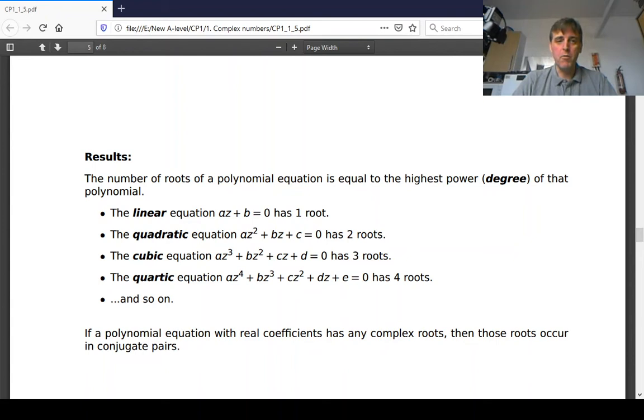Quartic equations, it won't surprise you to learn, will end up with 4 roots, and we'll have a look at one of those shortly. But also, at the bottom of the screen, just what I was saying a few seconds ago: if we have real coefficients in our polynomial equation, and there are any complex roots, then those roots must occur in conjugate pairs. And that is a very, very useful fact for us, which we should be very well aware of.